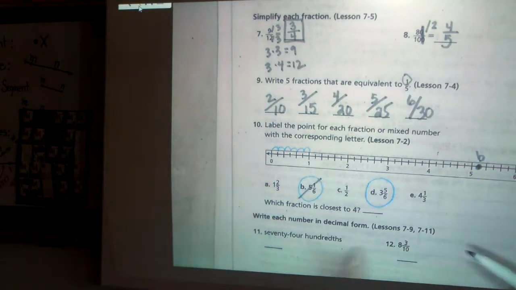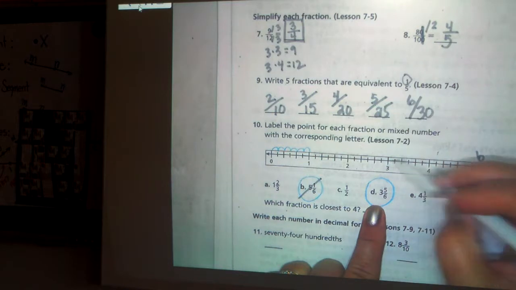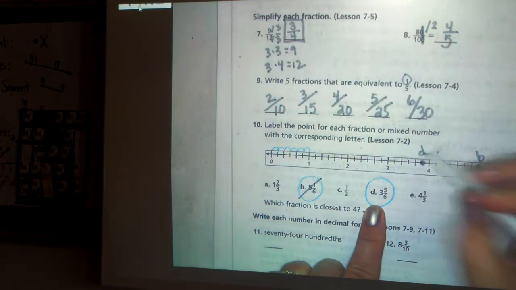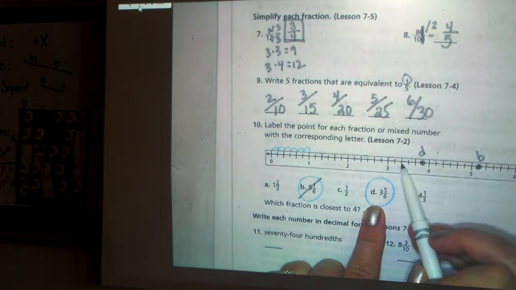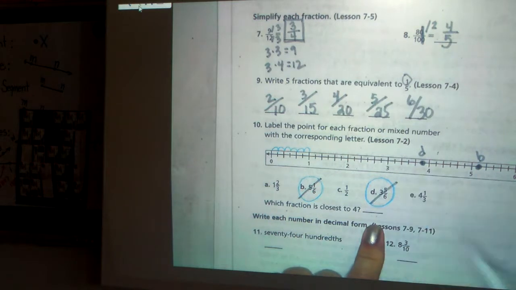Taking care of that. And D is 3 and 5/6. So I know that I'm going to go to 3 and I'm going to go here and I'm going to put my D because 1, 2, 3, 4, 5 out of 6. Those 2 are taken care of.